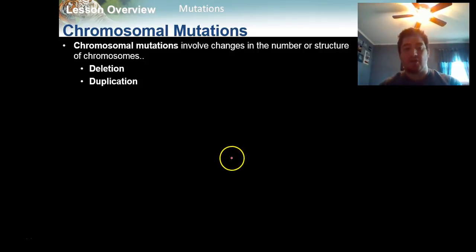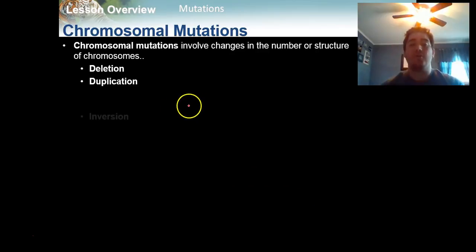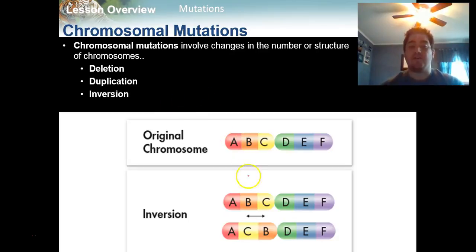Our next type is called a duplication. And as the name states here, this is when we duplicate. From here, we went from our original chromosome. Now we have 2 sections of B's. Okay? Our third one is called an inversion. So here we go A, B, C, D, E, F. And once it's inverted, we go A, C, B, D, F. Okay, so an inversion, think about it, a flipping and out of order of that sections of chromosome.